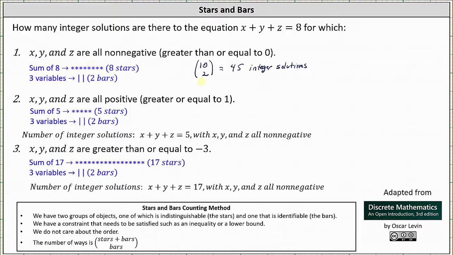This shouldn't be surprising. If we think of the stars as zeros and the bars as ones, the number of bit strings of length 10 with 2 ones is equal to 10 choose 2.